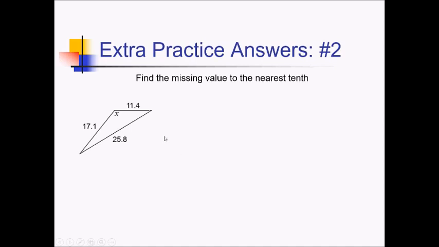For this one, we're missing an angle, and we have a side, side, side situation in a non-right triangle. So this is a law of cosines situation. We'll use the one that says cosine of c equals a squared plus b squared minus c squared over 2ab.